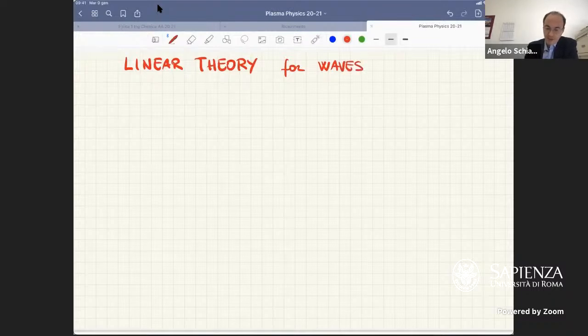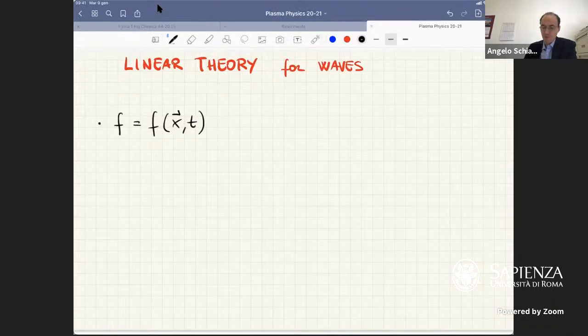So linear means that we are going to produce a small perturbation and take only the linear term. For instance, let's imagine to have a function or a quantity f, which can represent the density, the temperature, the pressure, the electric field, one component of the electric field, and so on. So this is going now to be a function of x, vector x, so it's a position in 3D space, and time.